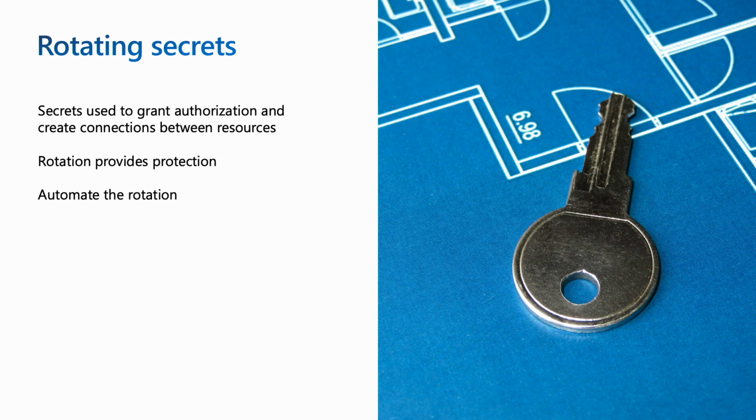Secrets are like passwords. They're used to grant authorization and create connections between different resources. And so the rotation provides protection. We're changing things, right? You change your password, it's different. If you leak it, you can change it. Ideally, what we want to do is automate that. We don't want to introduce any human error. We write a script, have it automated, good to go.